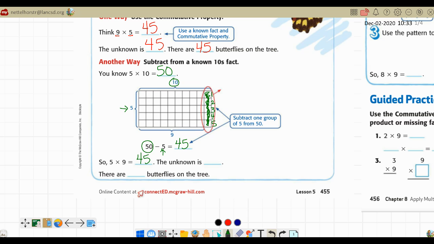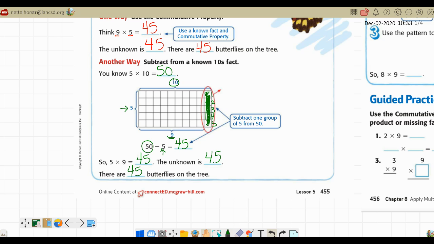Because the amount of the array that you have left over is a 5 by 9. Okay, when you take this last column off, now you only have 9 columns. So you had a 5 by 10, we made it a 5 by 9. 5 times 10 is 50, minus this 5 here is 45. So the unknown is 45. There are 45 butterflies in the tree.